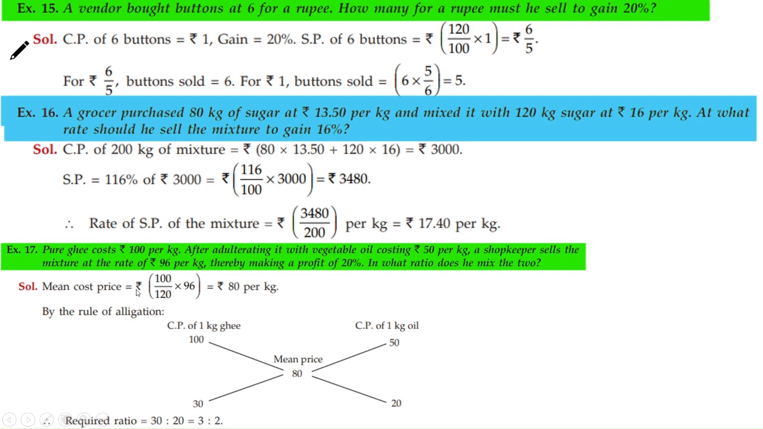Mean cost price equals 100 by 120 into 96, that equals 80 rupees per kg. By the rule of allegation, mean price 80, cost price of 1 kg ghee 100, cost price of 1 kg oil 50, that equals required ratio 30 is to 20, that equals 3 is to 2.